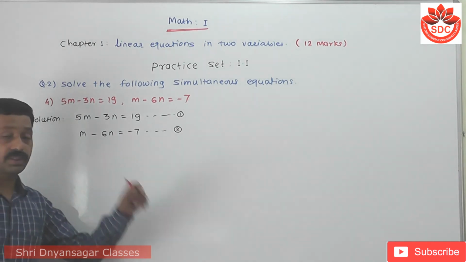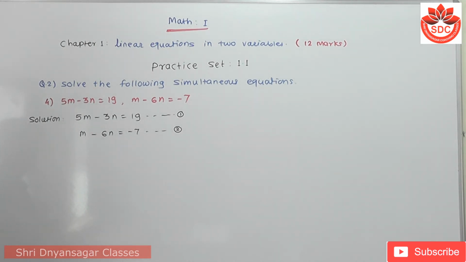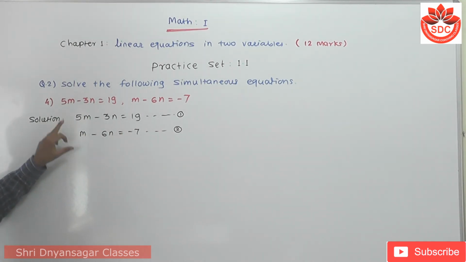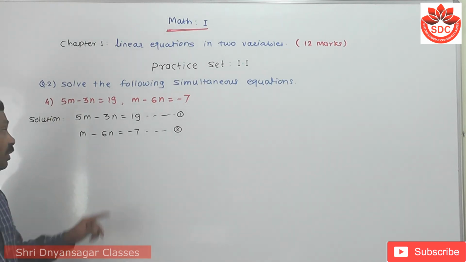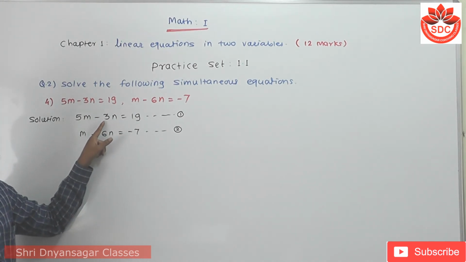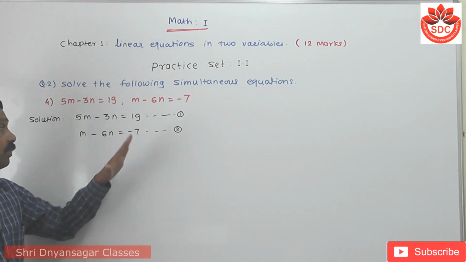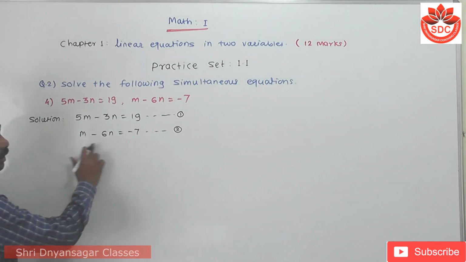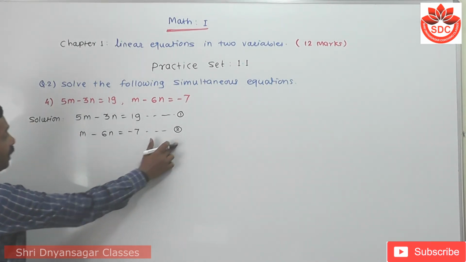Observe the first and second equations. What is your observation? The coefficient of m is 5 here, and 1 here. If we multiply equation second by 5, we get the coefficient 5 and then you have to subtract it. Otherwise, you have to multiply the equation first by 2, we get that 3 2s are 6. Any one of these we can do, taking the operations on the equation number first and second. Now I will multiply equation second by 5.